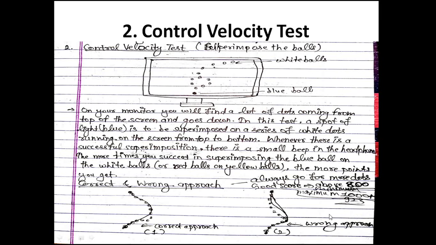Always go for more dots, okay? A good score is above 800 in this test. I have scored a maximum of 900. The maximum score is 1000 plus, and I was able to score only 923. So the correct and wrong approach you have to follow is which?